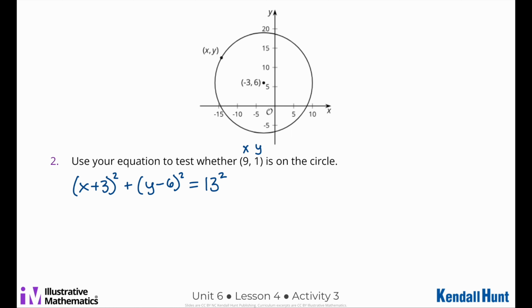All right, moment of truth. What did you get? Well, let's test it here. If we do 9 plus 3, and we do 1 minus 6, squared on both of those, is that going to be the same as 13 squared? Well, 9 plus 3 is 12. 12 squared makes 144. And 1 minus 6 is negative 5. But when we square it, we get a positive 25. And 13 squared is 169.